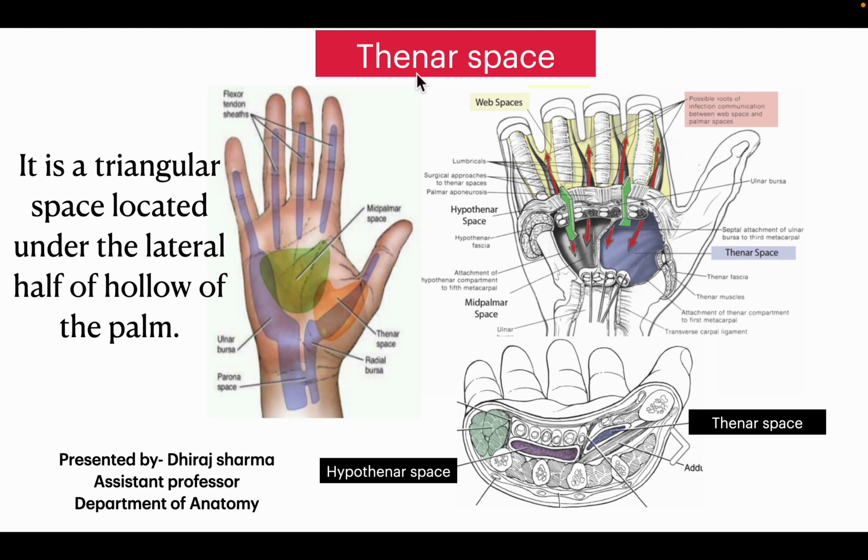This topic is regarding the thenar space. It is a triangular space located under the lateral half of the hollow of the palm. We can see here in the diagram, this is known as the thenar space, while this is also known as the thenar space.